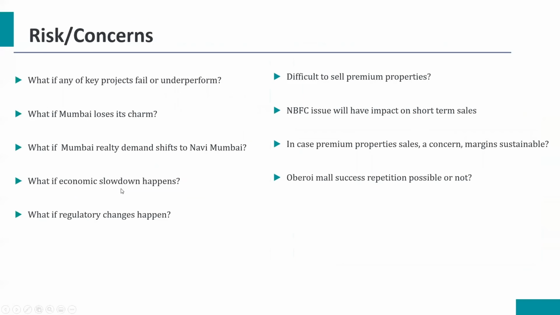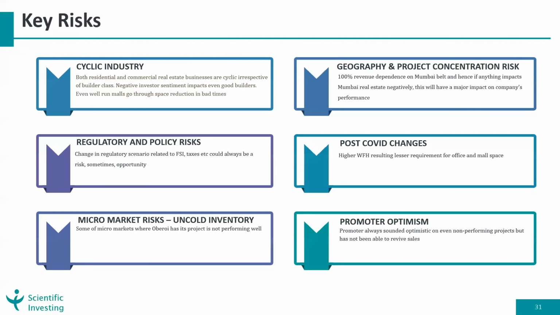Of course, any kind of economic slowdown is a risk. Any kind of regulatory change could be a risk. We have seen some of the premium properties, they have not been able to sell at the same rate at which they have been able to sell some other properties. Oberoi Mall, maybe it was a location success. Can they repeat the same kind of success in the Borivali Mall? So these are open risks where it may play well, it may not play.